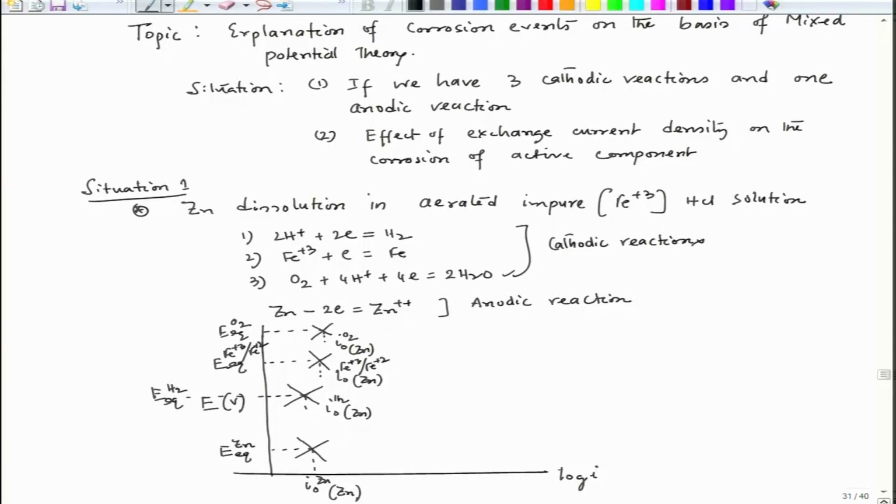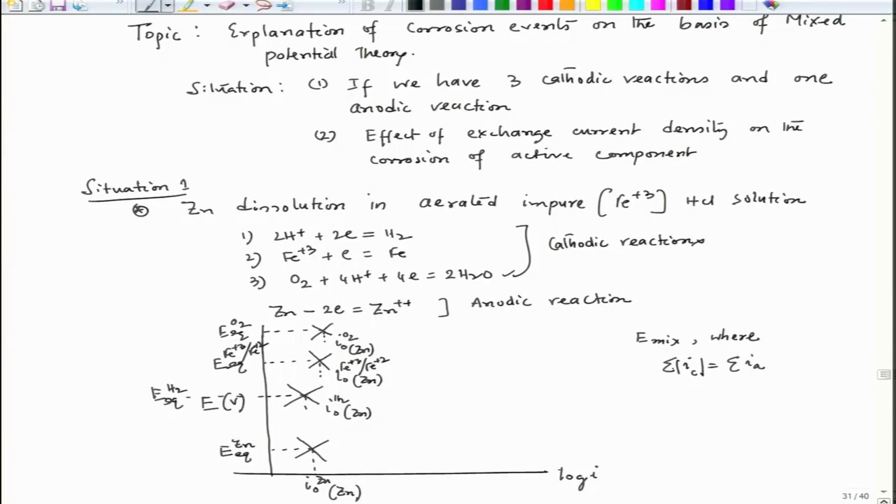So, now all the 3 cathodic reactions we have to consider in order to apply the concept of mixed potential theory, that will reach E mix, where summation of Ic equals summation of Ia.